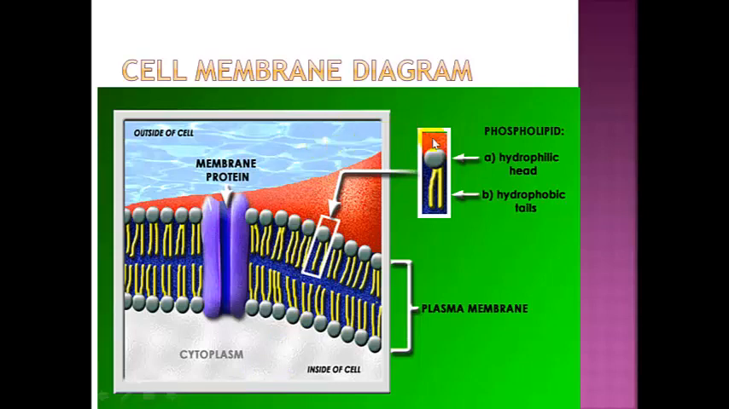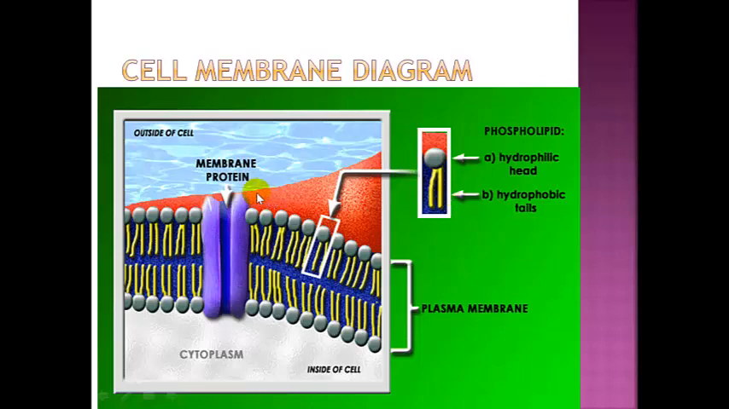All right, we talked about the structure of the phospholipid. You have a phosphorus head, which is hydrophilic. It's a hydrophilic head, which means it likes water, so it points outwards towards the water, and a hydrophobic tail, which means it does not like water, so it points inside, away from the water.